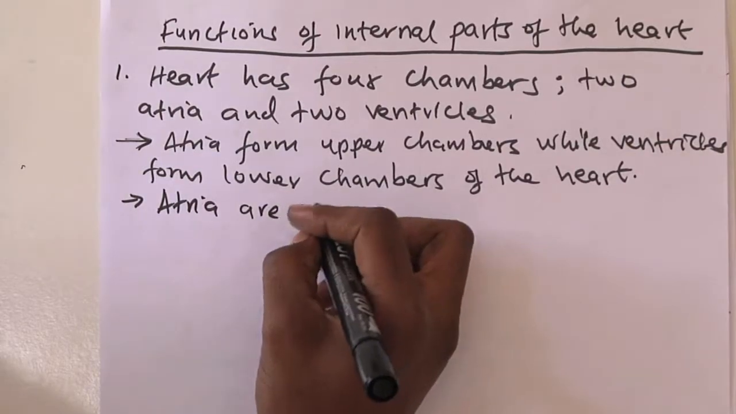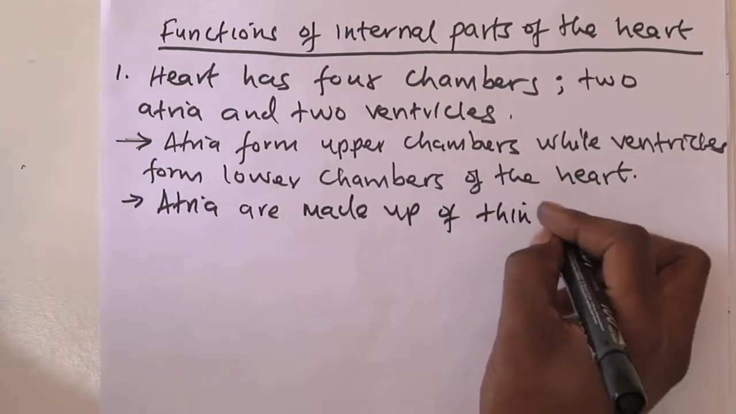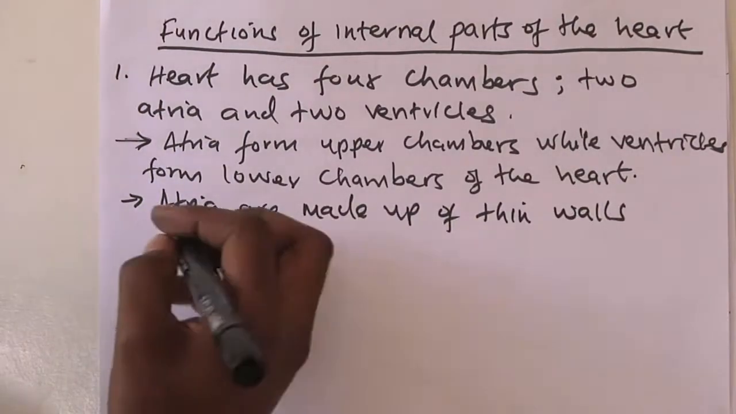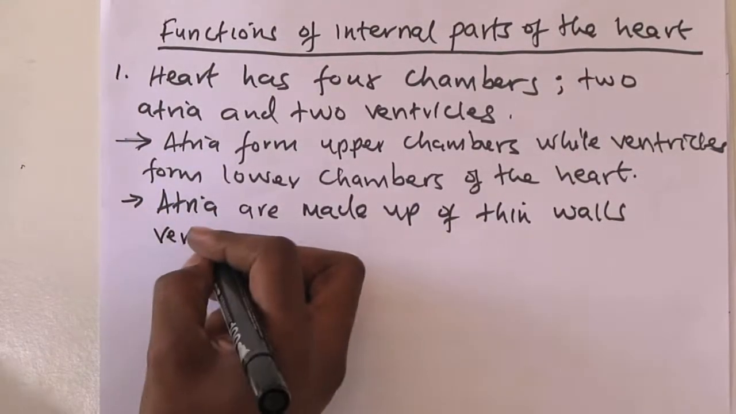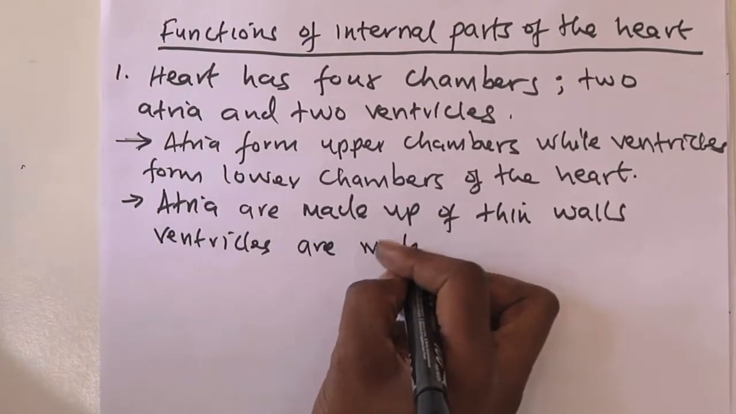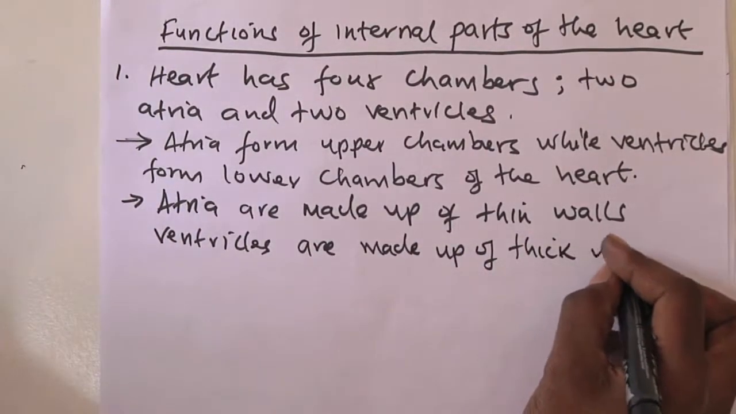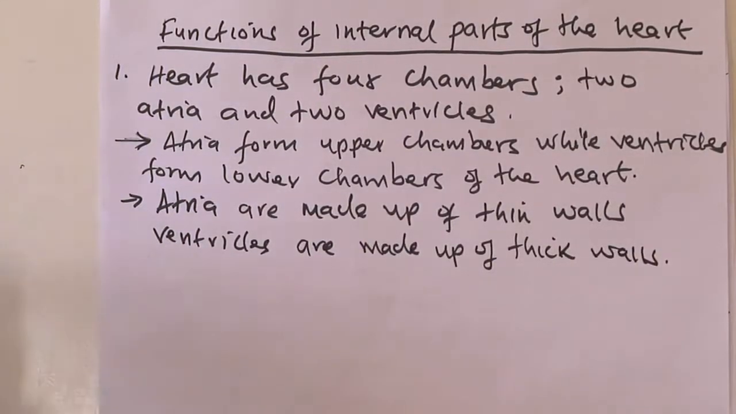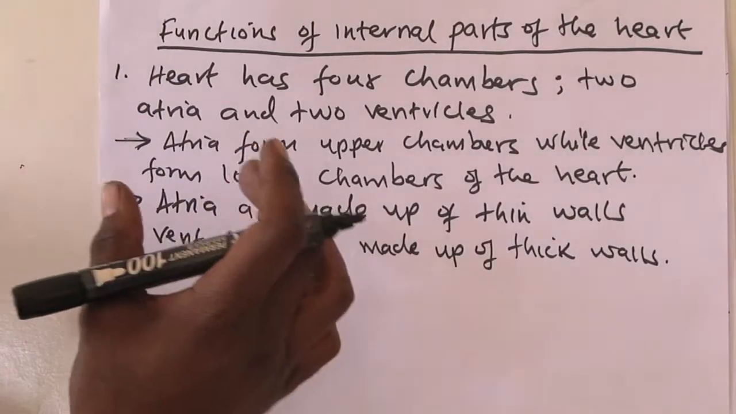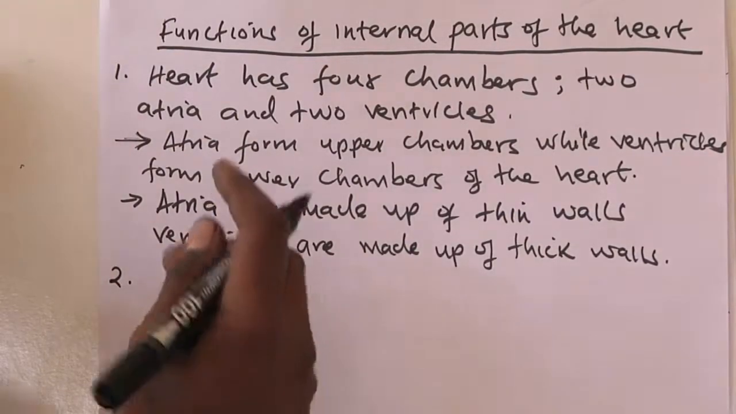Atria are made up of thin walls, and automatically the ventricles are made up of thick walls. So that is one of the functions of the heart. It has those 4 chambers. Apart from that, what do the chambers do?